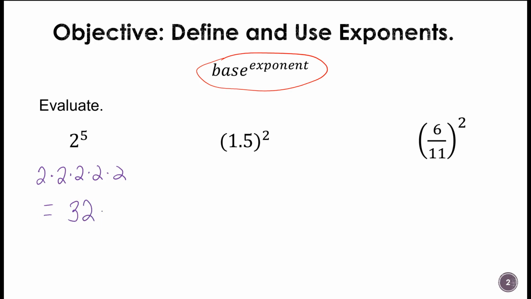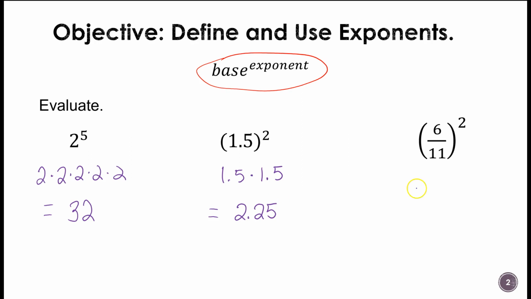You can use a calculator to evaluate these. That's perfectly fine, but I would like you to understand what this means when we see an exponent. The next one is 1.5 to the 2nd power. 1.5 times 1.5. And so in my head, I think 15 times 15 is 225. This happens to be 2.25.